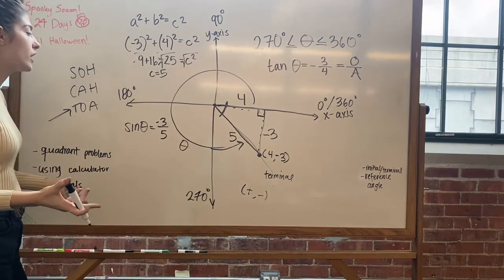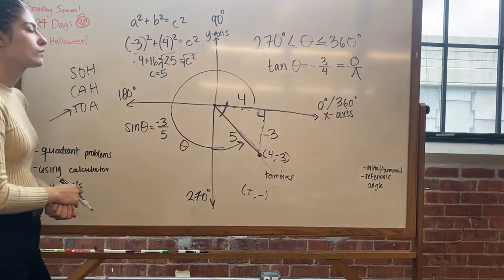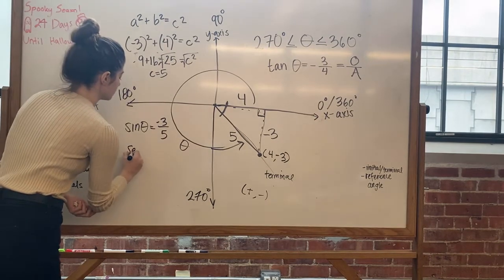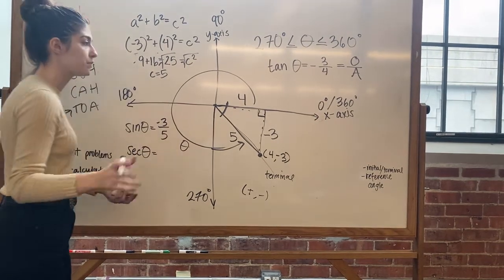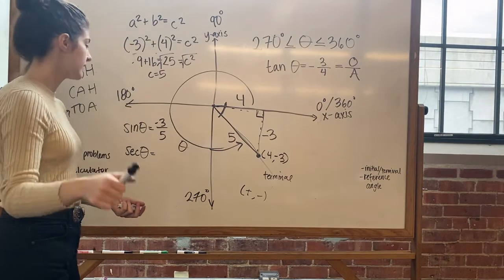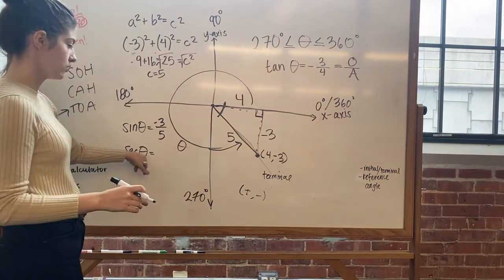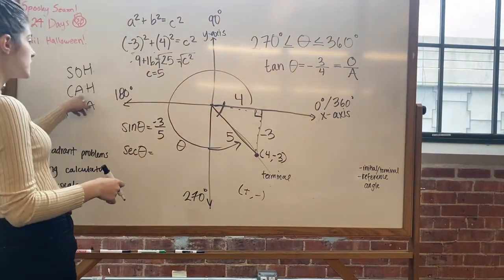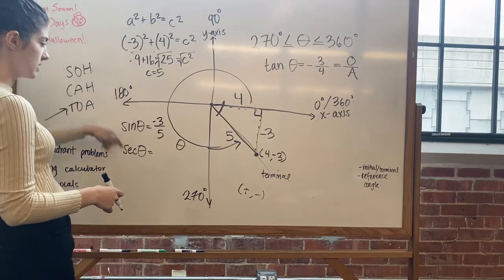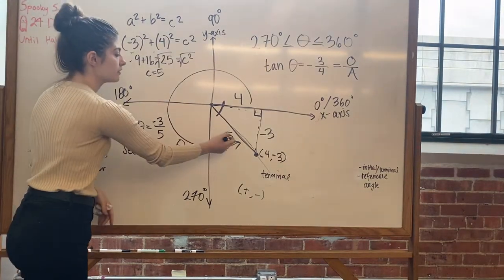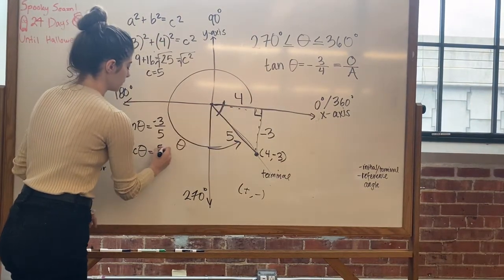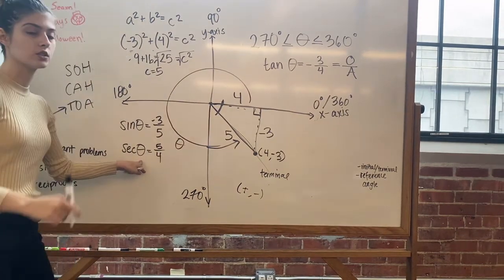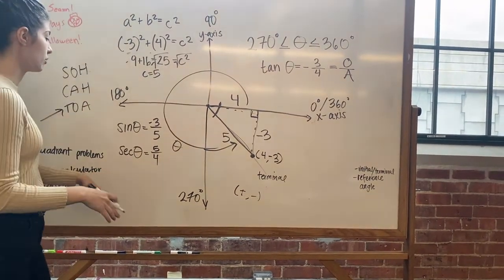And you could do the same with, let's say, secant. If you remember reciprocals, I will go over reciprocals a little bit later in this video, but hopefully you remember secant goes with cosine. So instead of adjacent over hypotenuse, we do hypotenuse over adjacent. So 5 over 4. I don't want to go too much into that because we'll go over reciprocals again in a little bit.